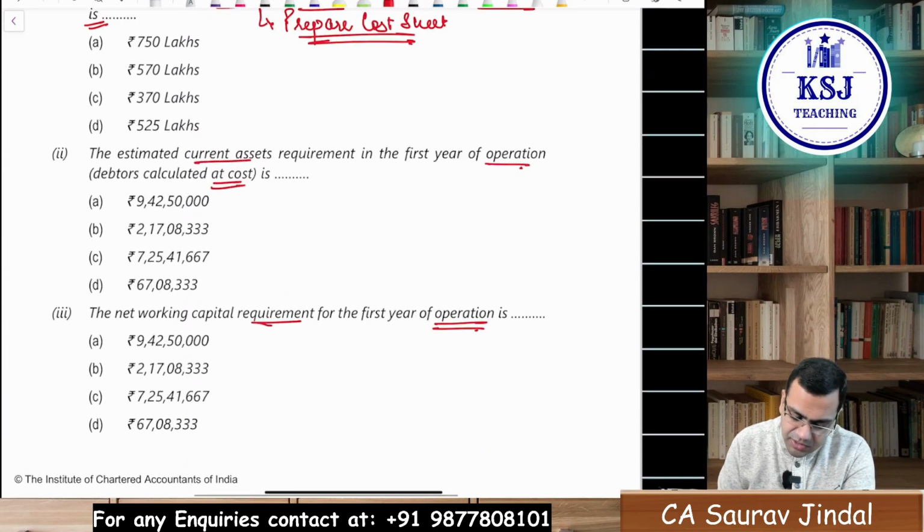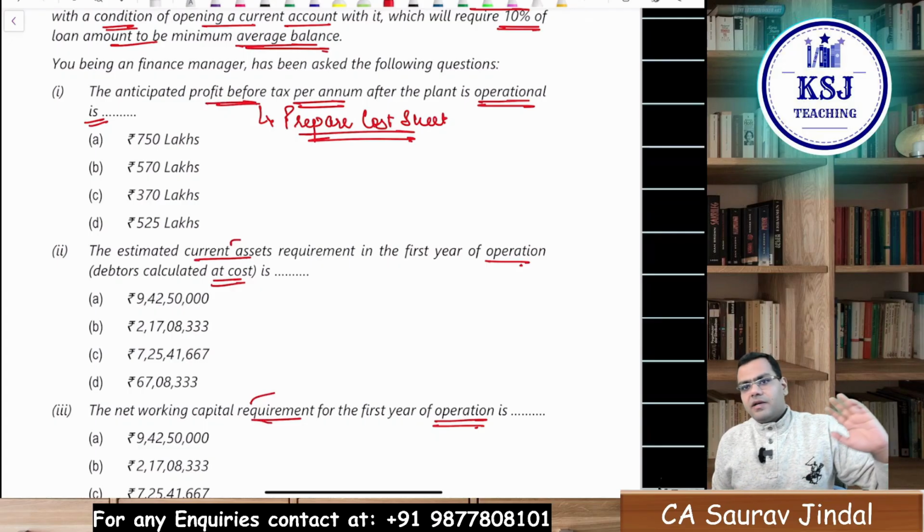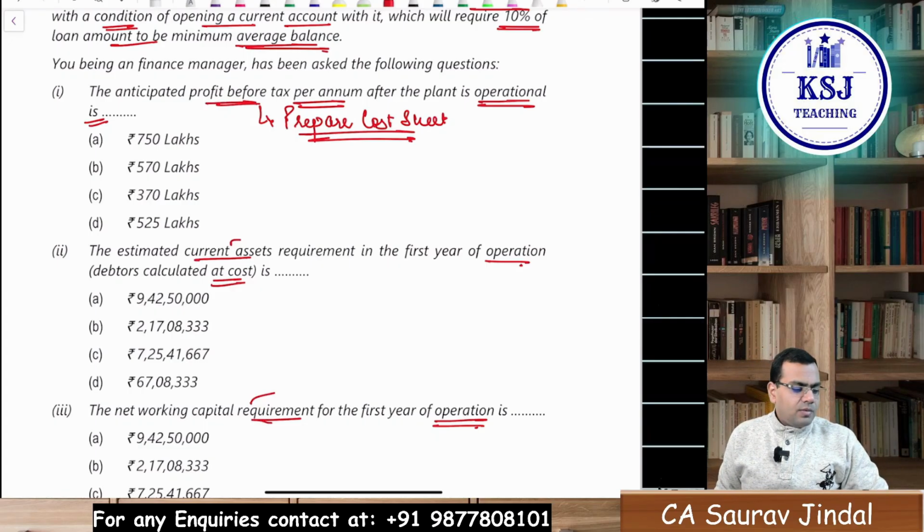The net working capital requirement for the first year of operation, right? The analyzed percentage cost of two options, we'll see. So first we'll calculate profit, then we will prepare the working capital statement to find out this value of current assets and to find out the value of working capital. Clear? Now do one thing, pause the video here, go through the case study once, very clearly.